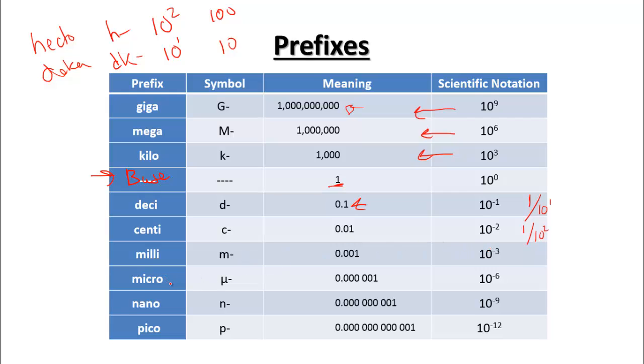Then we have micro, which is the Greek letter mu, like a U with a tail in the front, 10 to the negative 6. Then we have nano, which is n, and that's 10 to the negative 9th. I like that one, nano, 10 to the negative 9th. A lot of n alliteration there. And then we end with pico, p, and it's 10 to the negative 12th. All right, so this is our prefix table.